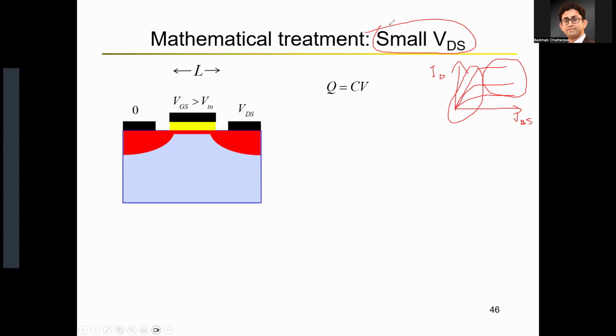So first, let us look at a region where you have a small VDS. That is, you are looking at VDS values less than a particular amount in this particular curve. Now, again, from your high school physics, you know Q, that is charge, is equal to capacitance times voltage. Why are we looking at this equation?